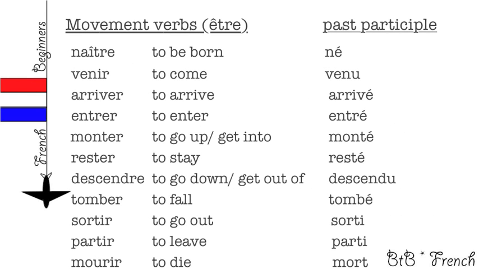Here is the list of the movement verbs that use the auxiliary verb être and their past participle. This must be memorized. Let's start with naître, which means to be born, past participle, né. Venir, to come, venu. Arriver, to arrive, arrivé. Entrer, to enter, entré. Monter, to go up or to get into, monté.